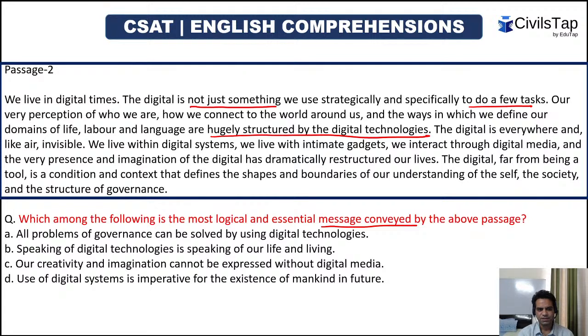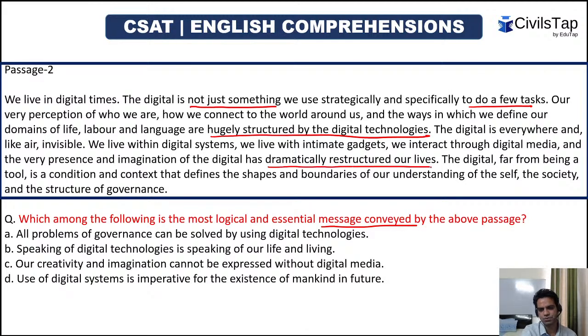We understand that. We live within digital systems. We live with intimate gadgets. We interact through digital media, and the very presence and imagination of the digital has dramatically restructured our lives. Absolutely true, guys. 20 years back, or let's say 25 years back, when we didn't have mobile phones, life was very different than it is today. So it has dramatically restructured our lives.